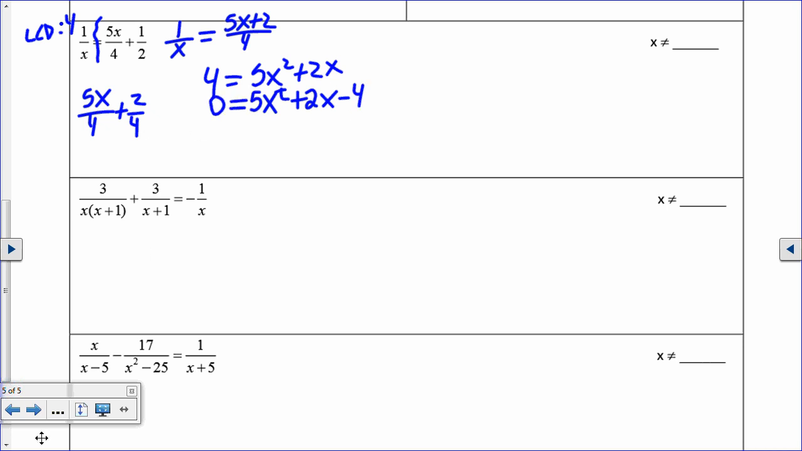And then what do you want to try to do? So then you have to multiply the first and last numbers together. 5 times negative 4 is negative 20 and 2. What numbers multiply to get negative 20 but add to get 2? None! Factoring will not work. So if factoring does not work, you have to use the quadratic formula.